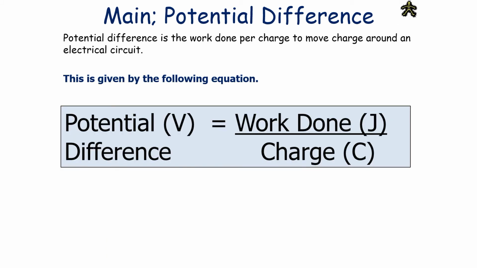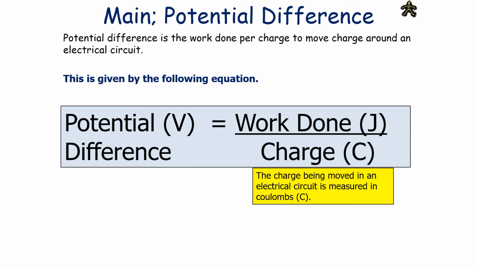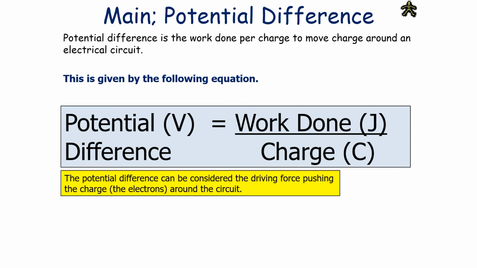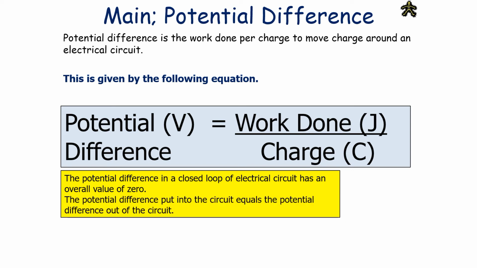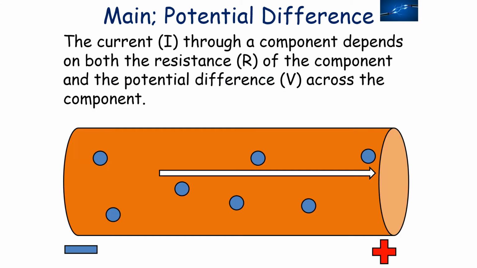So we can have a look at the following equation. If potential difference is the work done per charge to move a charge around an electrical circuit, we can say that potential difference in volts is equal to the work done in joules divided by the charge measured in coulombs. The potential difference can be considered the driving force pushing the charge, which is the electrons, around the circuit. The potential difference in a closed loop of an electrical circuit has an overall value of 0. So the potential difference put into the circuit equals the potential difference coming out of the circuit. This is because energy cannot be created or destroyed, it can only be transferred in an electrical circuit.